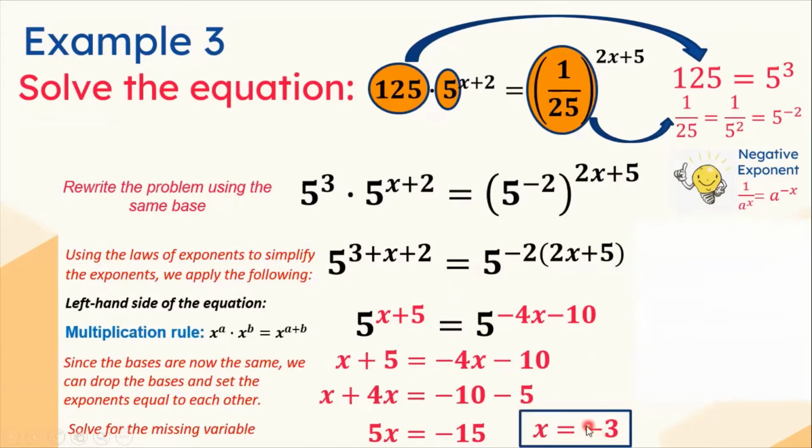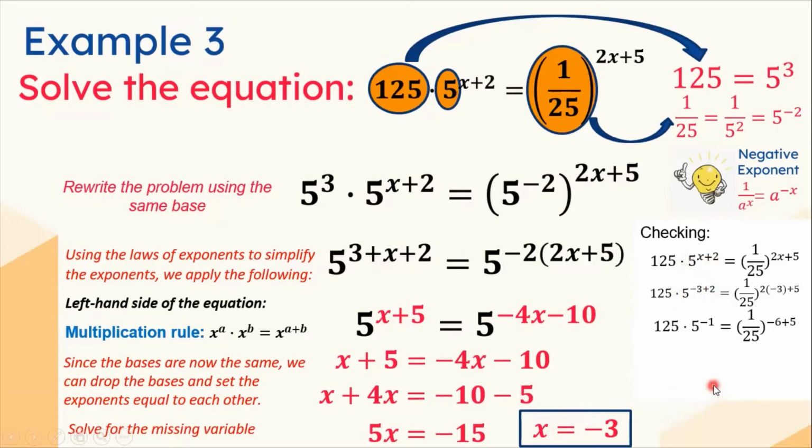Let's check whether negative 3 is really a solution to the given exponential equation. So given this equation, we substitute the given value of x, which is negative 3, and then simplify. And since our equation balances, which is 25 is equal to 25, therefore we accept that negative 3 is really a solution to the given exponential equation.